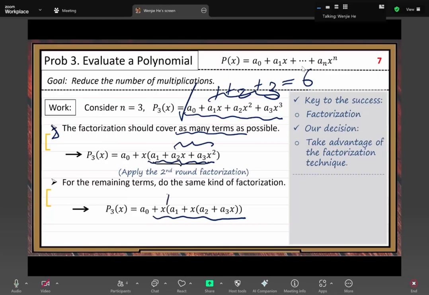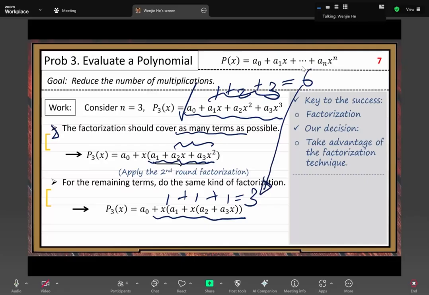X times the whole parenthesis, one multiplication. X times the inner parenthesis, another multiplication. X cubed times X, third multiplication. So in total, you get 3 multiplications. See the reduction from 6 to 3.